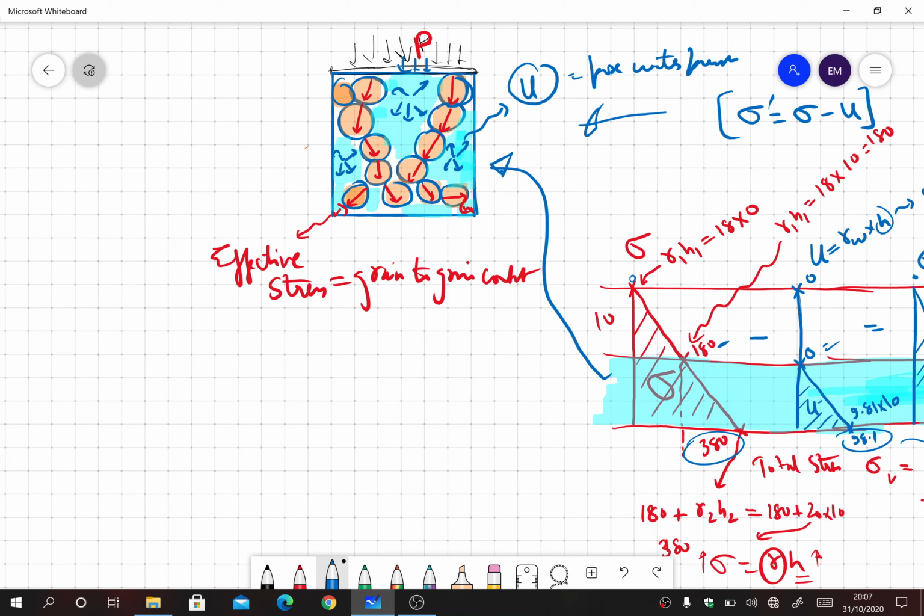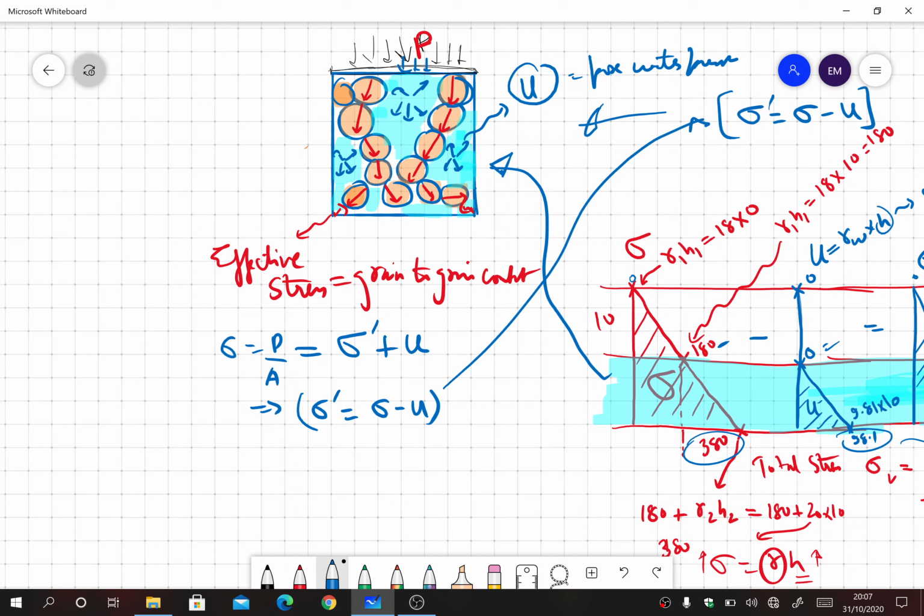And if the total load that is being transferred, that is stress equal to P over area, the area on which it is acting, this will be equal to effective stress plus pore water pressure. In other words, effective stress is equal to total stress minus pore water pressure. This we already saw in the previous equations.